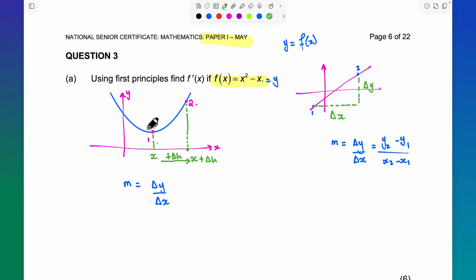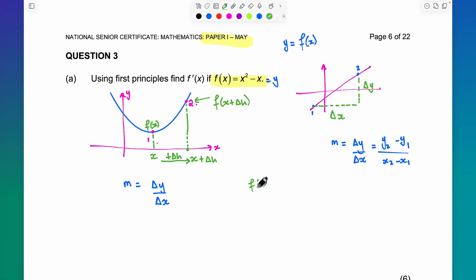So that means at this point over here, your y value, instead of saying y, we can just say f of x. Essentially, you put your x into your function to get the y value out. And then at this point over here, your input isn't x anymore, your input is now x plus delta h. Maybe we're using too many letters here.